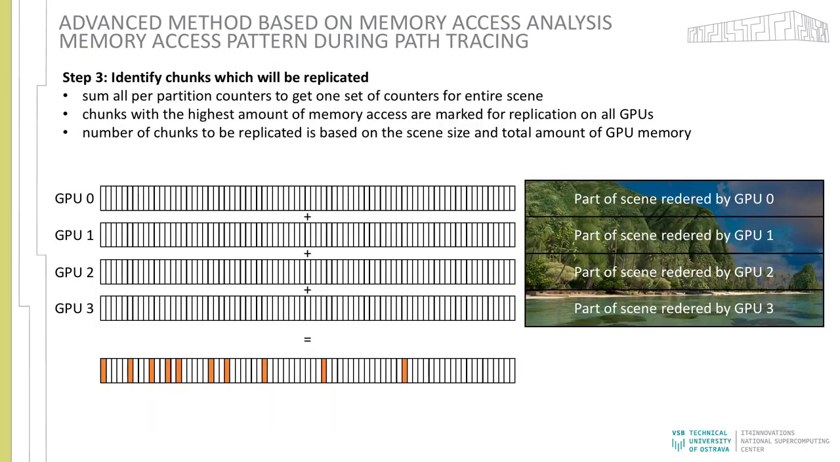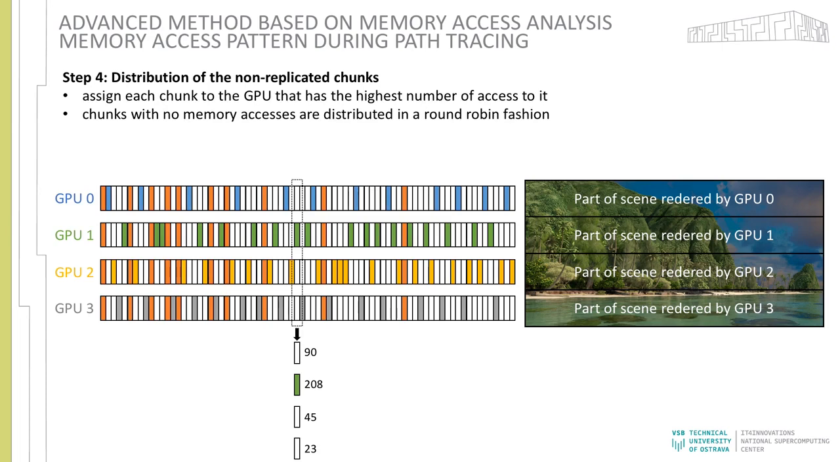In the third step, we select chunks which will be replicated. At first, we sum all per-partition counters so that we get the total number of accesses to each chunk for all partitions. Now we select the chunks with the highest number of accesses and mark them for replication. The number of chunks that are marked for replication can be easily calculated from the scene size and the total amount of the GPU memory.